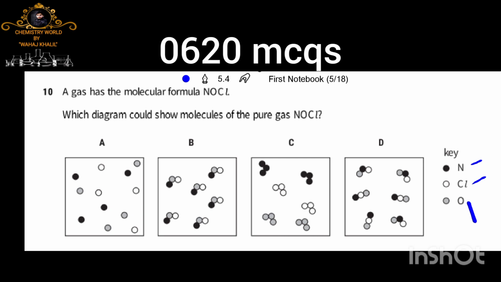As we know that oxygen is from group number 6, so it needs 2 electrons to complete its octet. So it donates 1 to chlorine and donates 1 to nitrogen. So it must be the central element in the molecule. So where is the gray? So we can see that option B is the correct one.